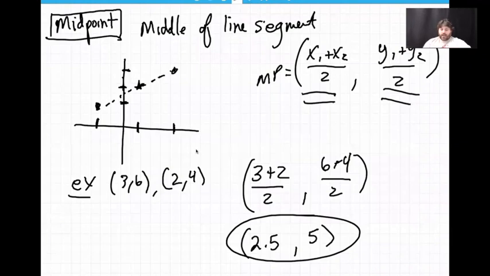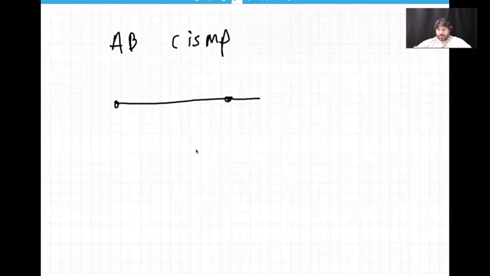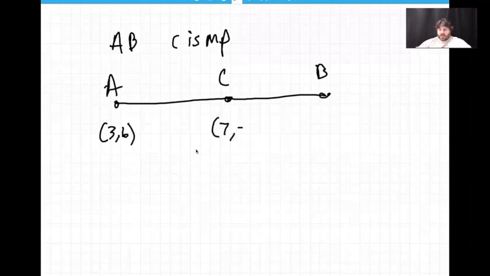Now, what can happen is they can make this a little bit more difficult. They could say, you know, AB is a line segment where C is the midpoint, okay? So you got A, C, B. What they can do is say, okay, this is at (3, 6), this is at (7, -2). What is the location here? They can ask you for the opposite.